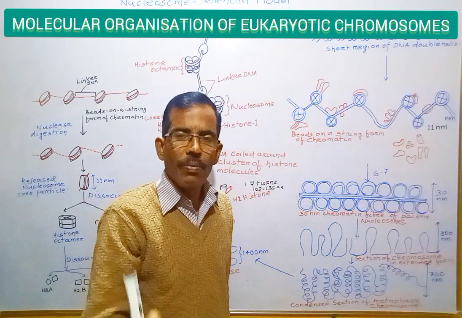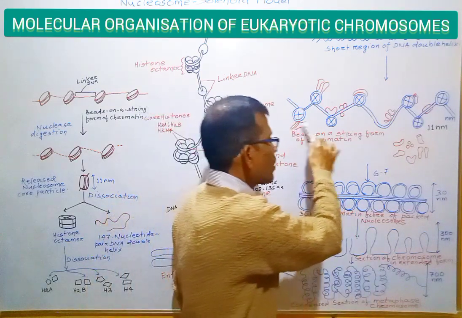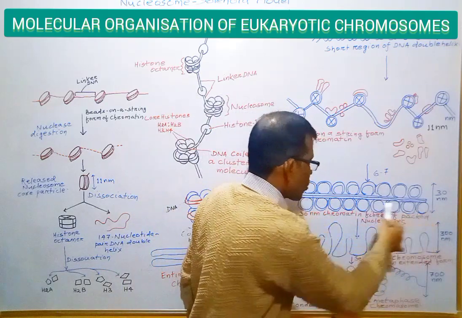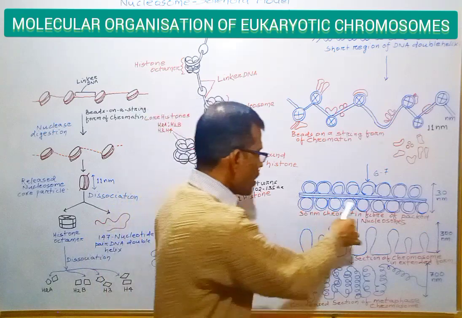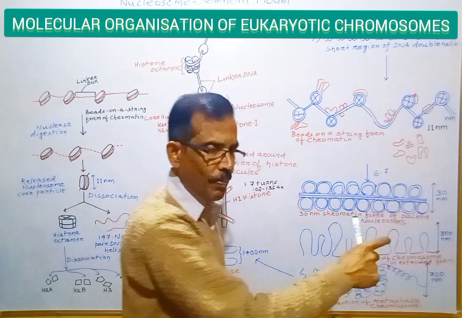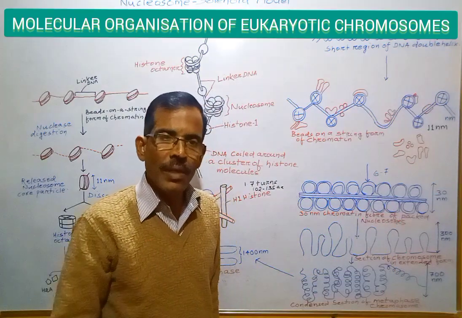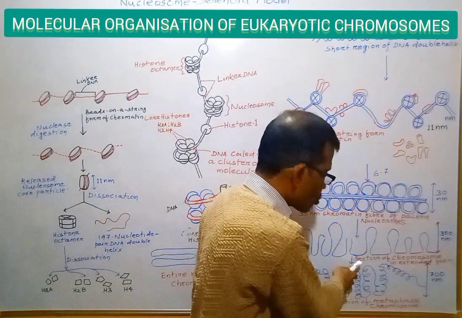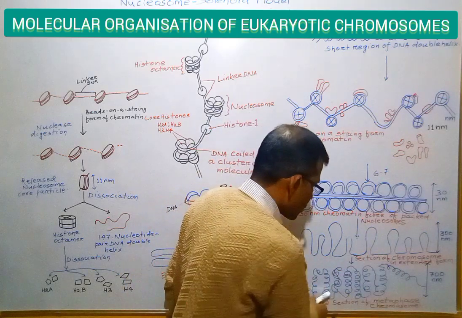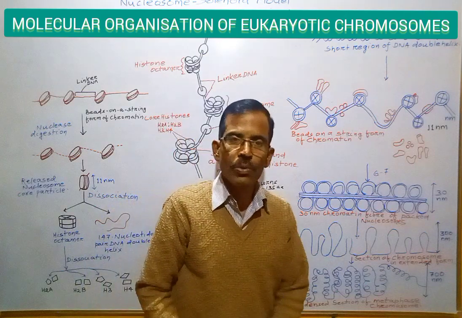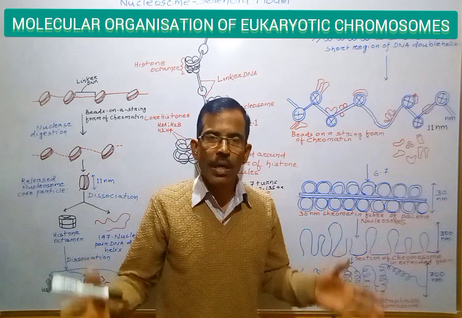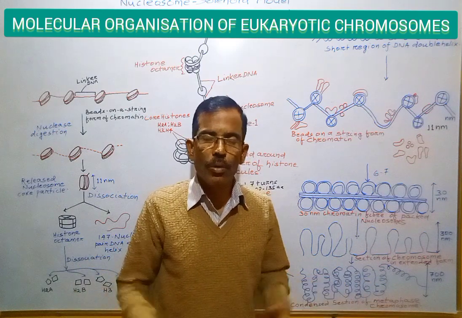The next level of organization is the further folding of nucleosomes into a specific structure called the solenoid. The solenoid is the 30 nanometer chromatin fiber of packed nucleosomes. This is followed by further condensation of the solenoid into the supersolenoid, then into the final shape and dimension of metaphase chromosomes. Now let us discuss in detail the process of organization of the eukaryotic chromosome.